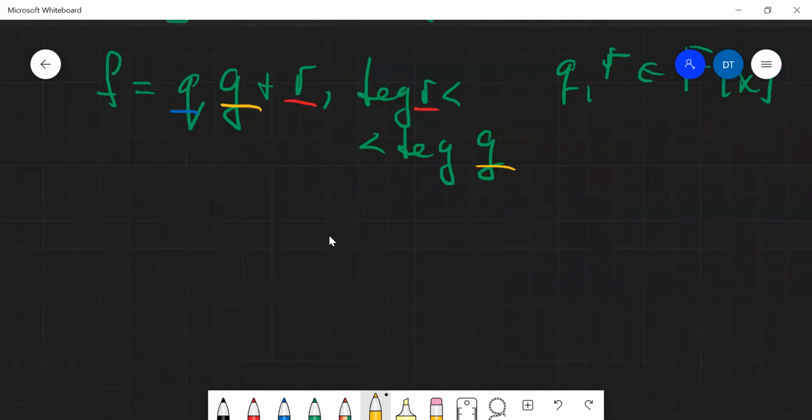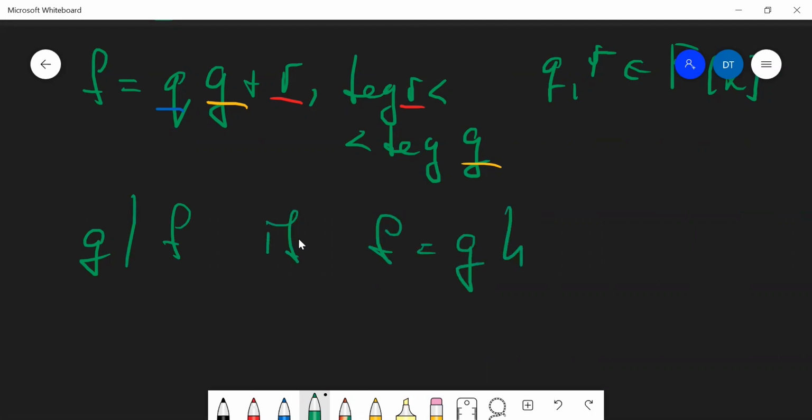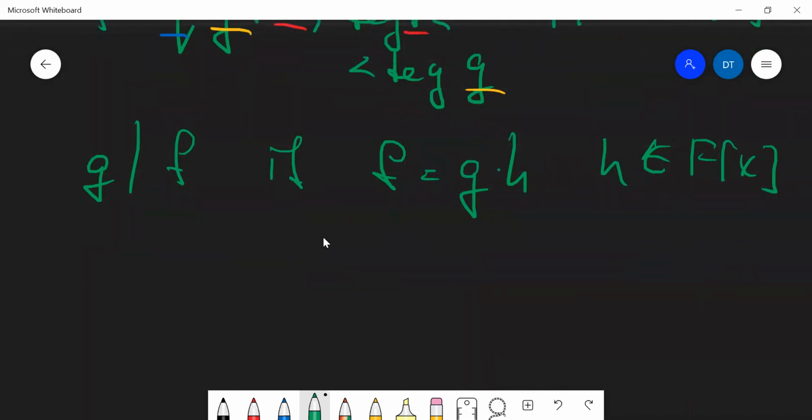Okay, now we will say that a polynomial g divides a polynomial f if f is present in the form g times h, where h is some polynomial from here. From this definition, it follows that the zero polynomial is divisible by everything. So just in case, the zero polynomial is divisible by everything.